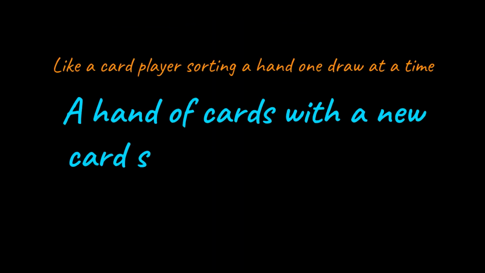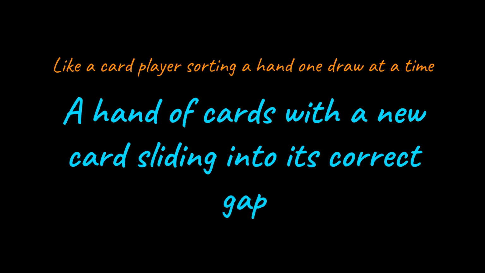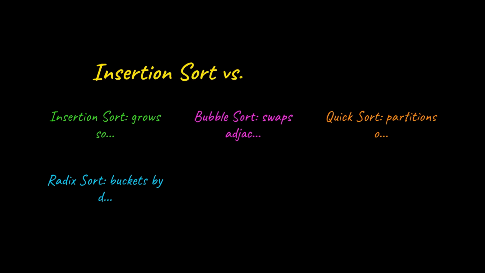The classic analogy is a card player. Each newly drawn card is inserted directly into its correct position among cards already held in order. A 7 slides between the 6 and 8, a 2 goes straight to the front. The hand stays sorted as it grows.